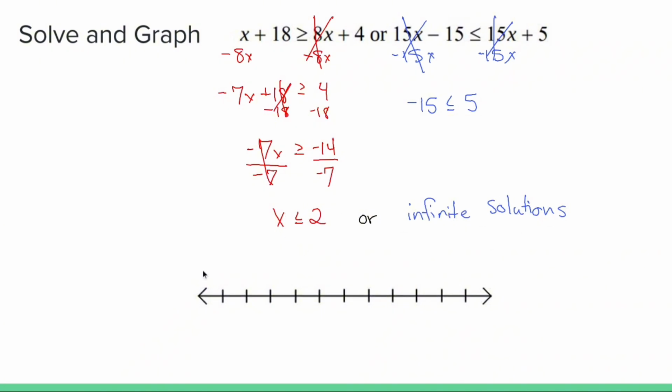But if the answer is infinite solutions, you're still going to end up with the entire number line as your answer. It doesn't matter that part 1 says it can be less than or equal to 2. The fact that part 2 says it's also, or it could be also, everything means that your number line is just going to cover everything. So that is ultimately our answer. The ultimate answer is that it's infinite solutions. And so when I graph the entire number line, I'm not even going to label it.